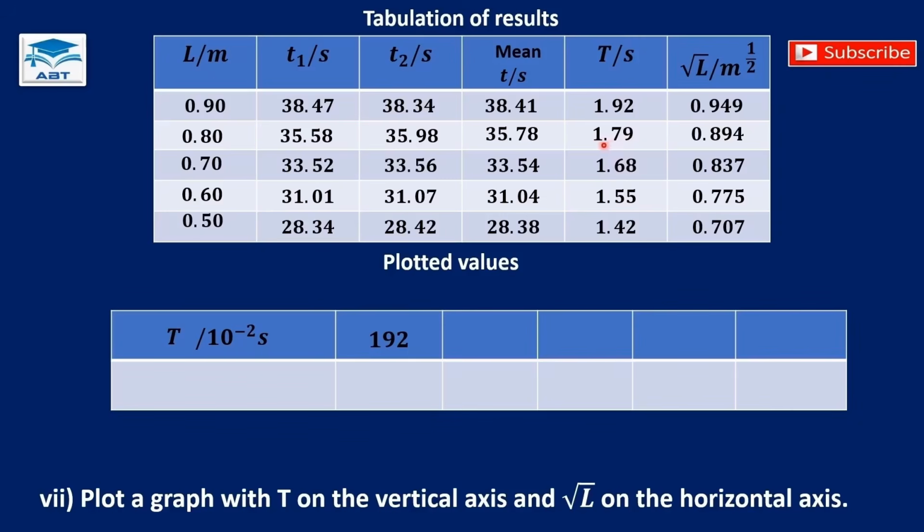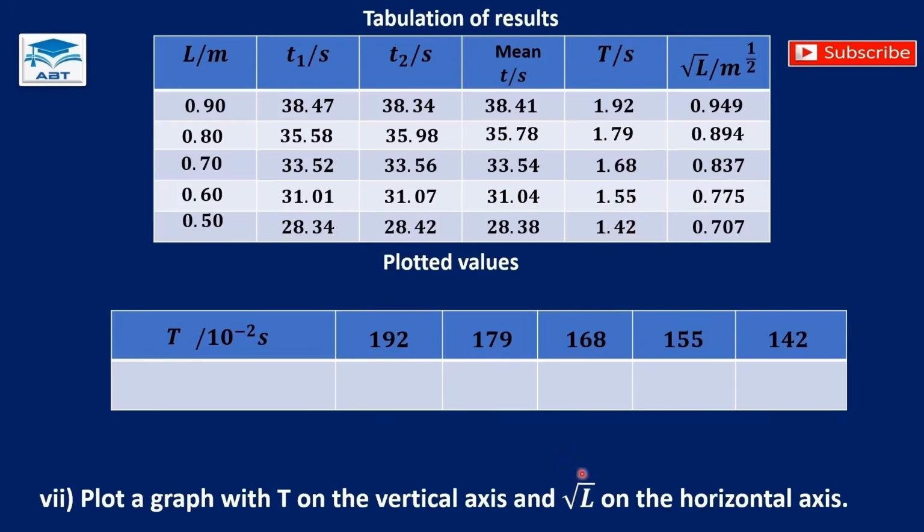So the next one, 1.79, we are going to move this point 1, 2 to the right, and we have 179. So the next one will be 168, the next one 155, and 142.